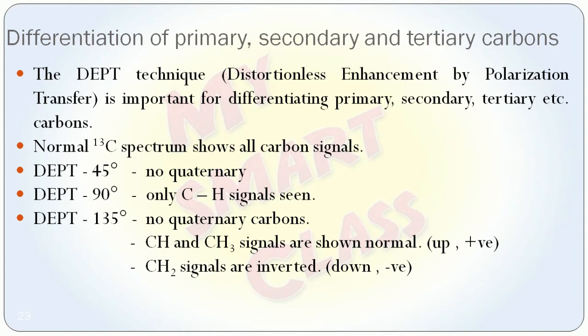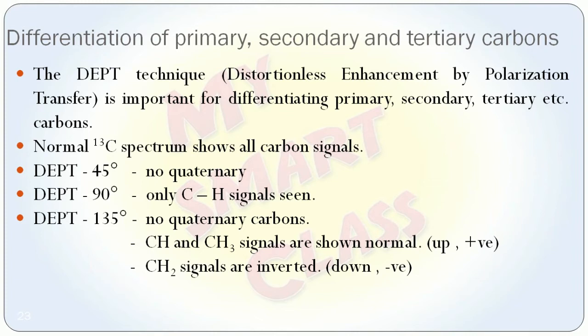Suppose when we are comparing the normal 13C NMR with DEPT 45 and some signals disappear, that means the disappeared signals are of the quaternary carbon. Suppose you are comparing the normal 13C NMR spectrum and DEPT 90, and you find peaks in DEPT 90, those signals are only and only from CH. In DEPT 135, there will be no signal of quaternary. So downward signals show that they are CH2 carbon, and upward signals show they are CH or CH3.